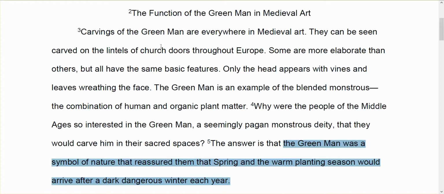So this is my introduction. Carvings of the Green Man are everywhere in medieval art. They can be seen carved on the lintels of church doors throughout Europe. Some are more elaborate than others, but all have the same basic features. Only the head appears, with vines and leaves wreathing the face. The Green Man is an example of the blended monstrous, the combination of human and organic plant matter.